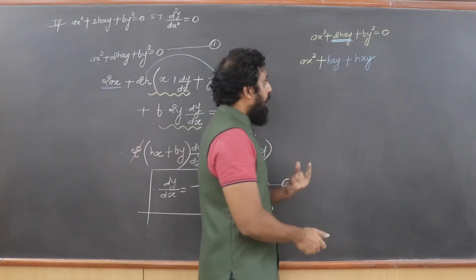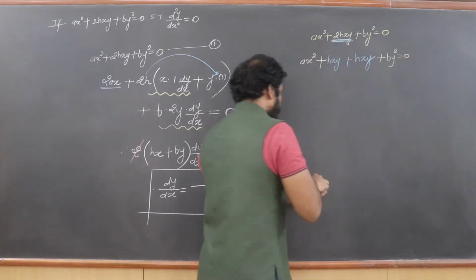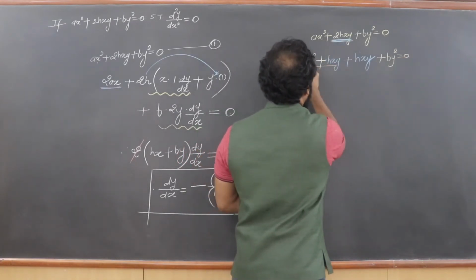Now let's move on ahead. Now the next term I have is plus by square equal to 0. Now what can you say is common from the first two terms?